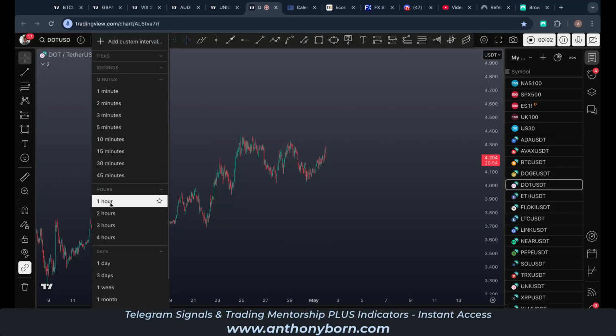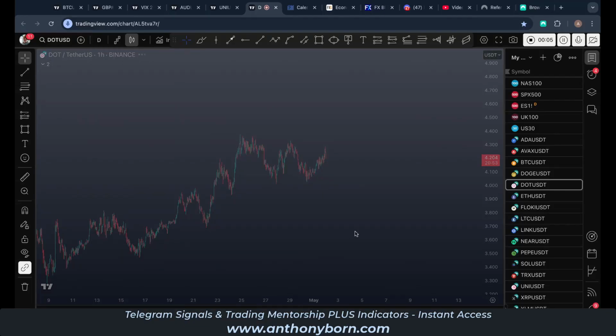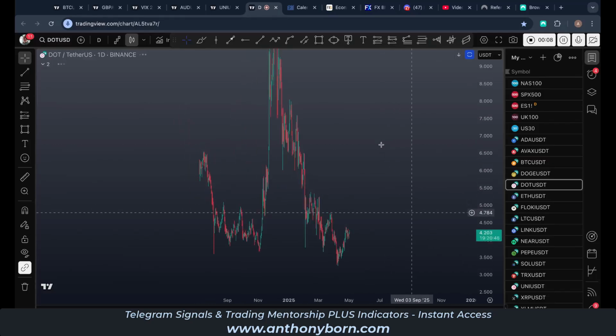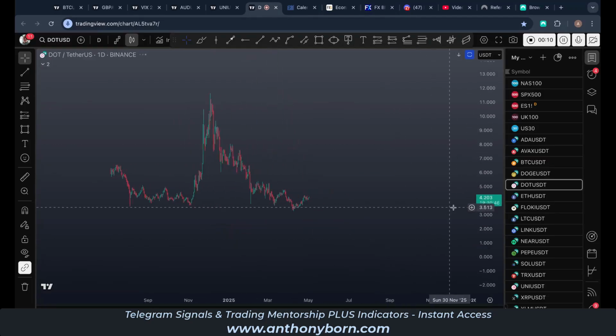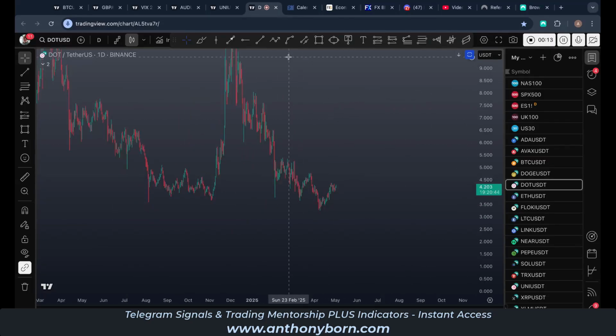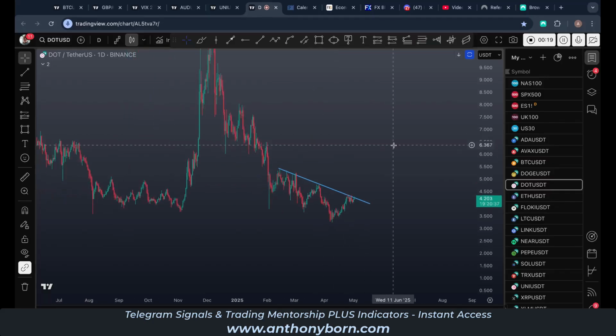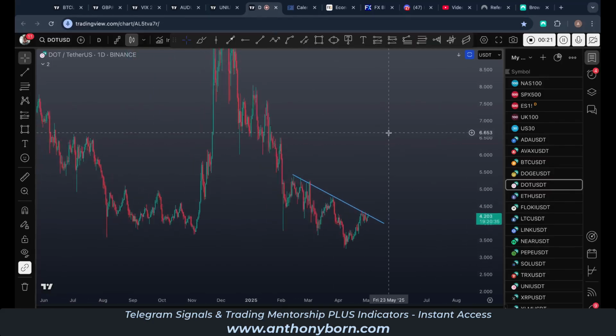Traders, I'm looking at Polkadot. It's going to go to a daily time frame, and this is, in my opinion, in a bearish trend on the higher time frame. We can see higher highs, lower lows. We want to be a little bit careful at the current level.